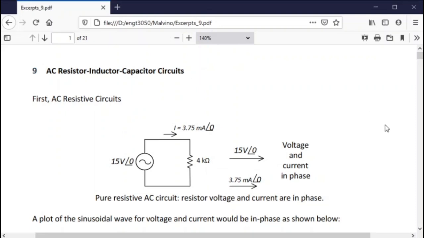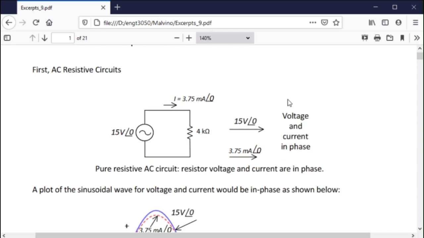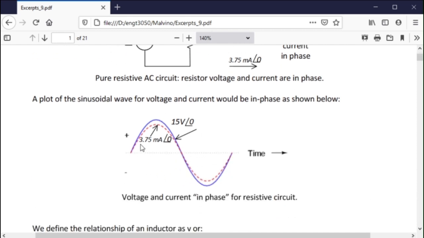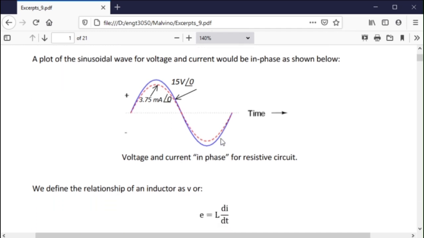Well, we're talking now about AC circuits with inductors as well as resistors, and then as well as capacitors. So we're beginning to add the complex numbers to our electrical circuits, and that's what this chapter is about. If you just have a resistor, there's no phase change. If you have 15 volts, 4K, you get 3.75 milliamps. Same as it was with DC. Everything is in phase. You might have a little different amplitude, but everything is in phase.